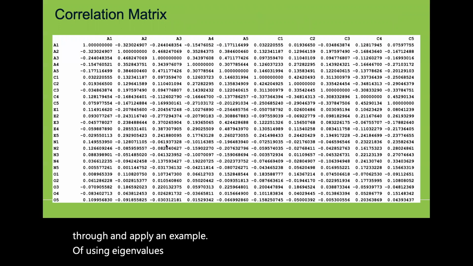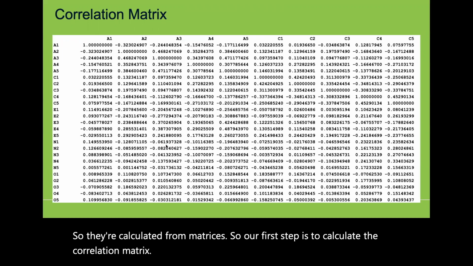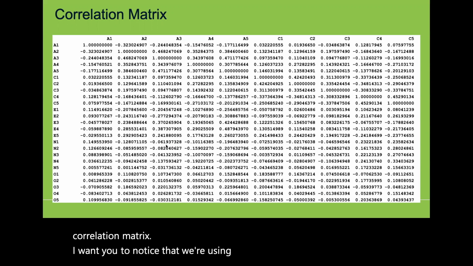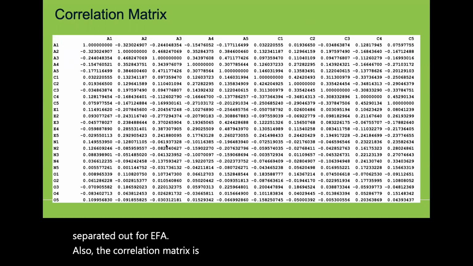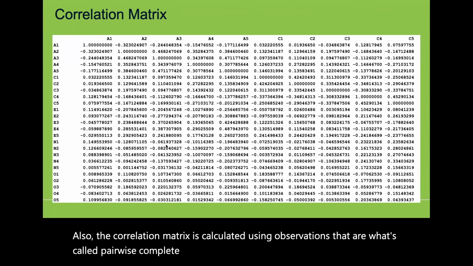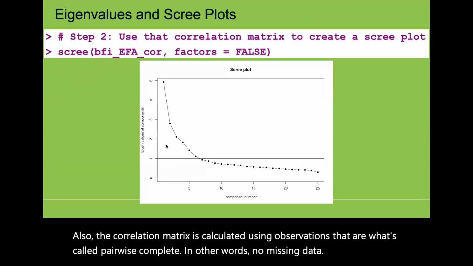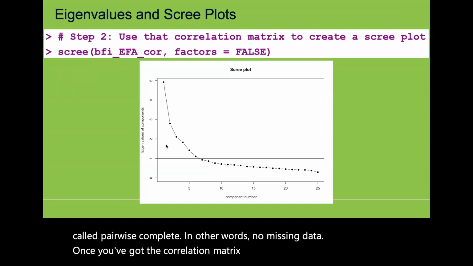So they're calculated from matrices. So our first step is to calculate the correlation matrix. I want you to notice that we're using the half of the data set that we separated out for EFA. Also, the correlation matrix is calculated using observations that are what's called pairwise complete. In other words, no missing data. Once you've got the correlation matrix, you're going to use it with the eigen function to calculate the eigenvalues.